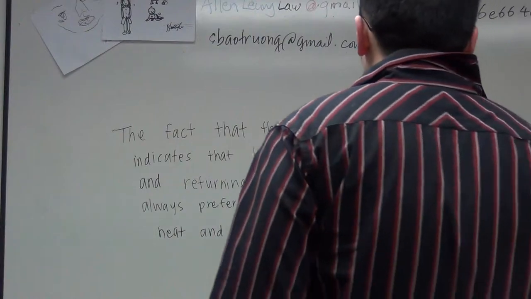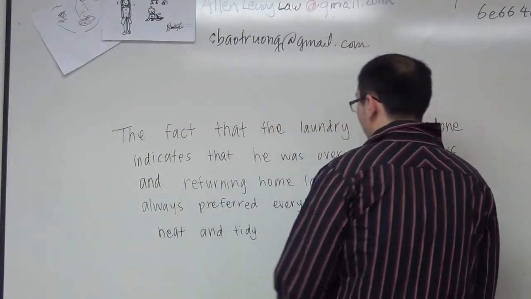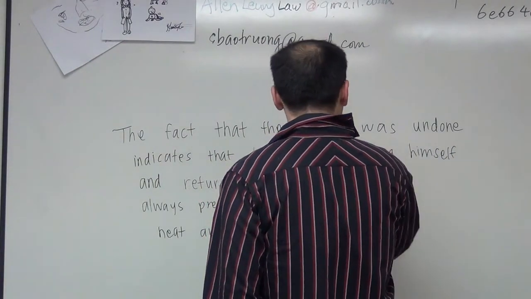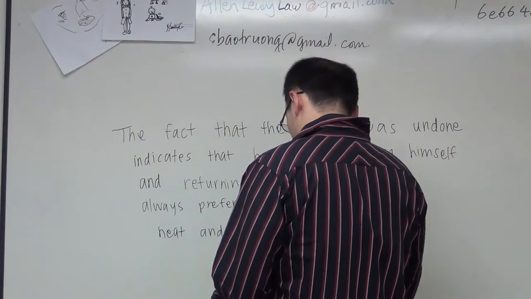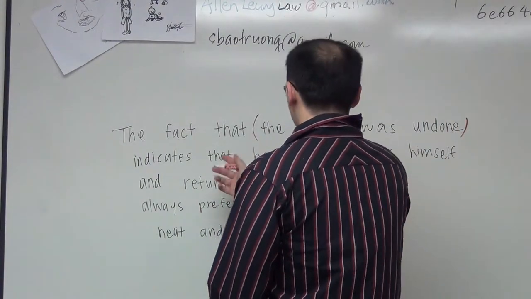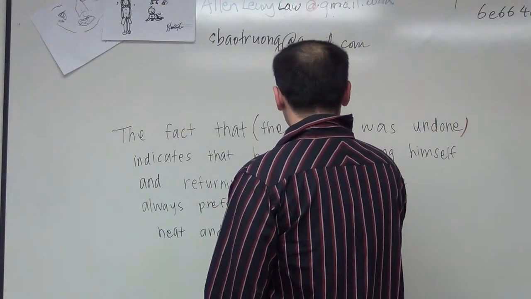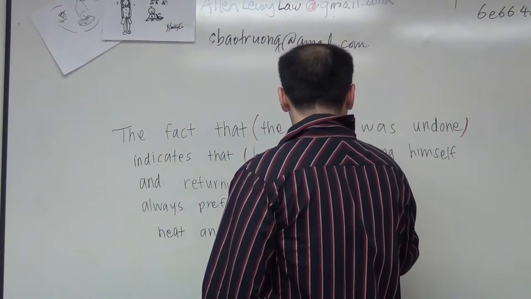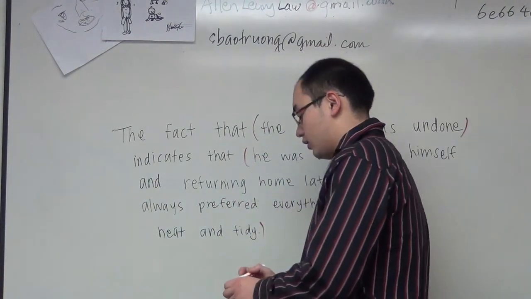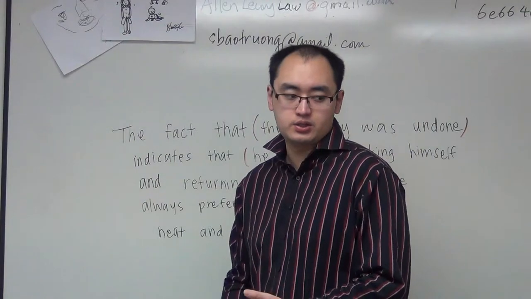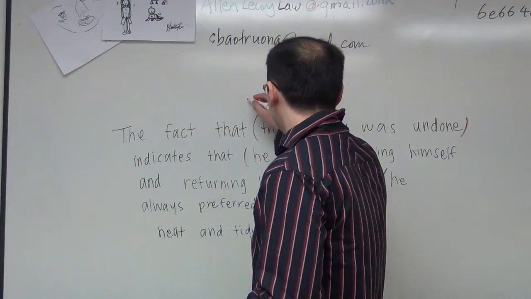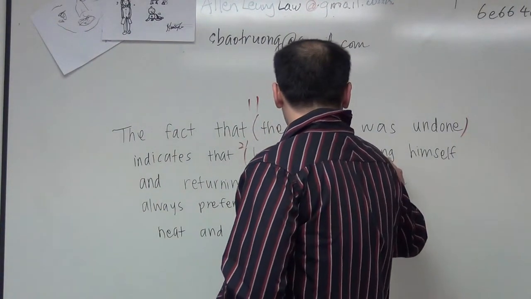Okay, so to break the sentence down, we have the fact that the laundry was undone. So we have one sentence by itself: the laundry was undone, indicates that he was overworking himself and returning home late. Another sentence: since he always preferred everything to be neat and tidy. Sometimes these sentences may seem long and they may seem to carry on forever, but when we break them down, we see 1, 2, 3.